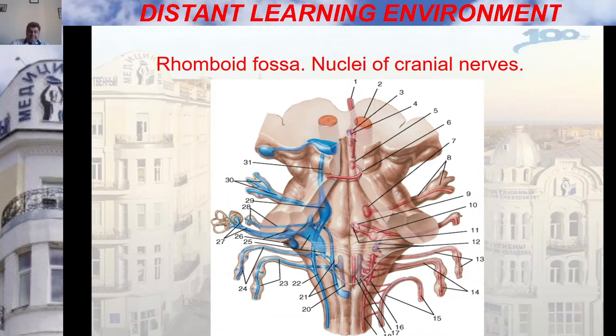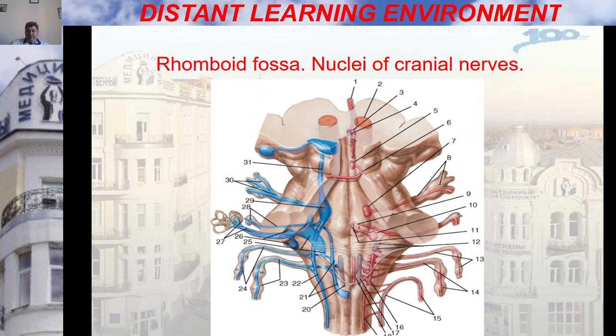So, somatic sensory nuclei embedded in the posterior horns of the spinal cord acquired a lateral position in the rhomboid fossa, and you may see the sensory nuclei laterally on this picture in the rhomboid fossa.